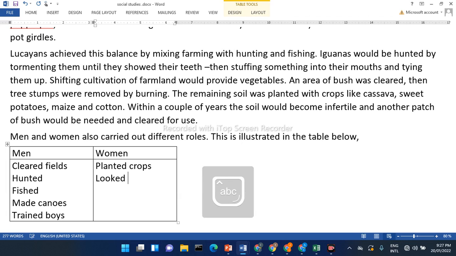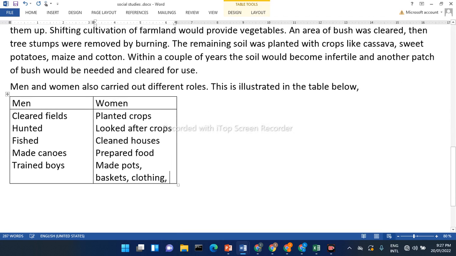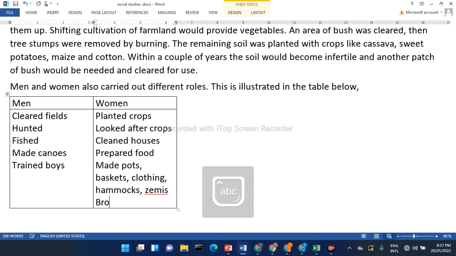Now as far as the women, they planted crops, they looked after crops, they cleaned the houses, they prepared food, they made pots, baskets, and clothing, hammocks, and zemis, that's the gods or the idols, and then they brought up the children.